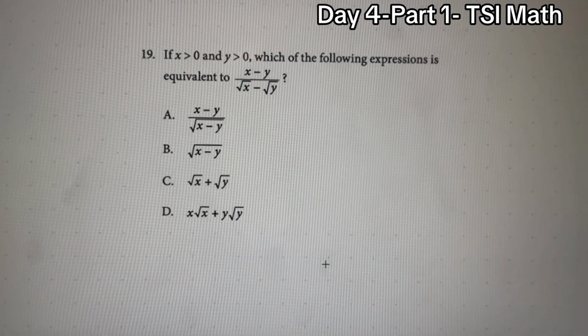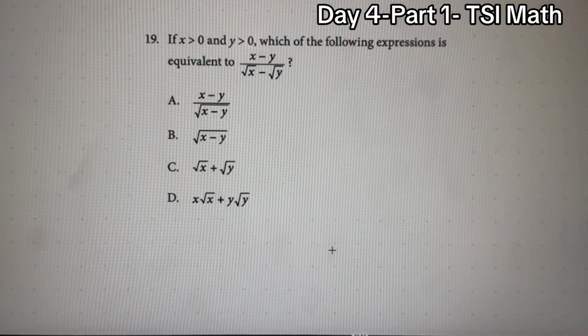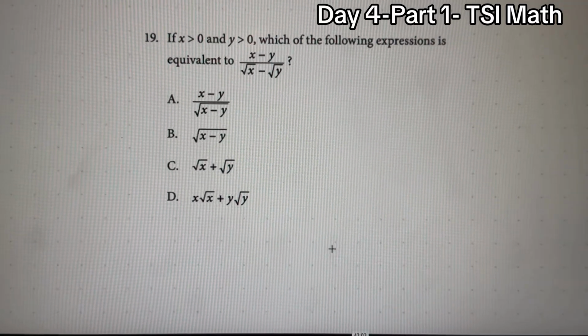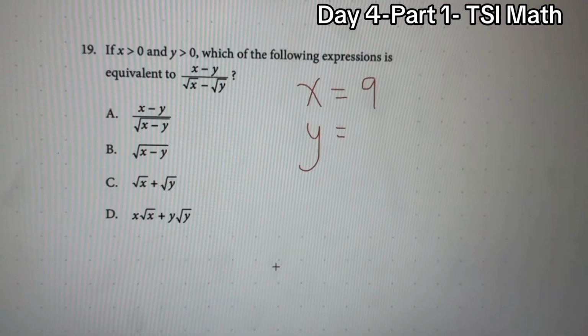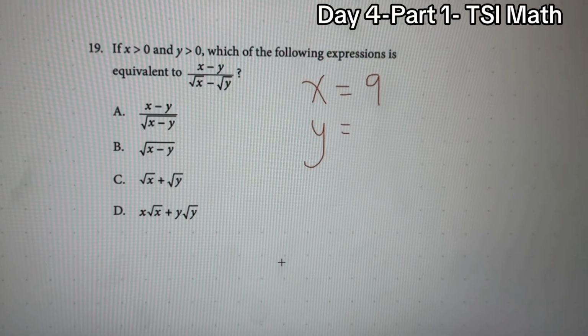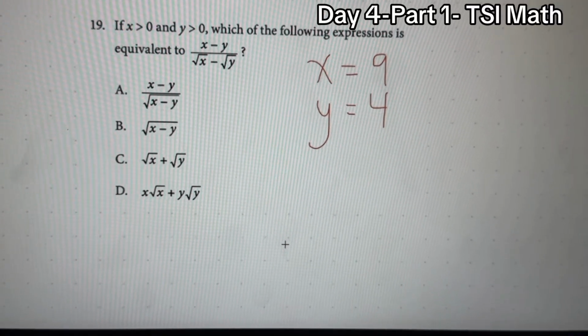What are we going to have to do? Plug in values for the variables. Now notice they don't give us potential values for x and y. They tell us x has got to be greater than 0 and y has got to be greater than 0. But they don't say like, okay, 4. Yeah, absolutely, that's perfect. Does that make sense? X is 9 and y equals 4.